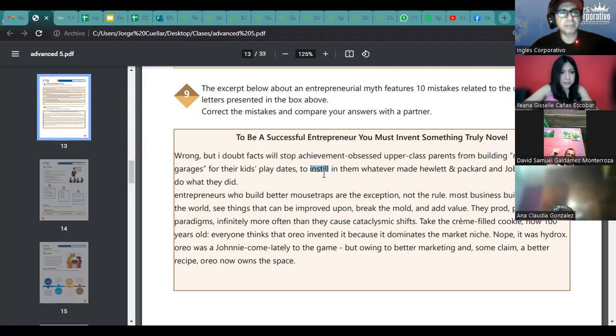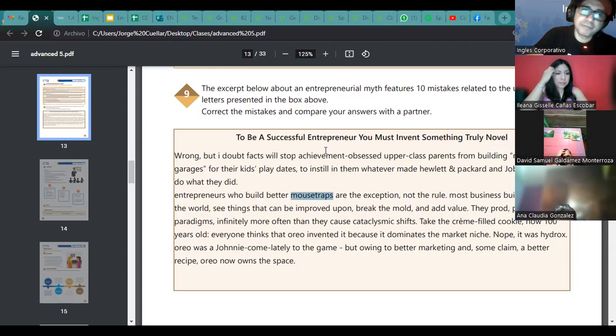So little by little, it's growing, something like that. Okay, Hewlett and Packard and Jobs. Let's see. Mousetraps, what are the mousetraps? Something to capture mice, but in this case, it's something figurative, I think. Definitely, since the 60s, marketing is very important, right? Because they launch something to attract people so they can buy products and services. So that is like a mousetrap in this case. It's like, come here and buy my product, something like that.